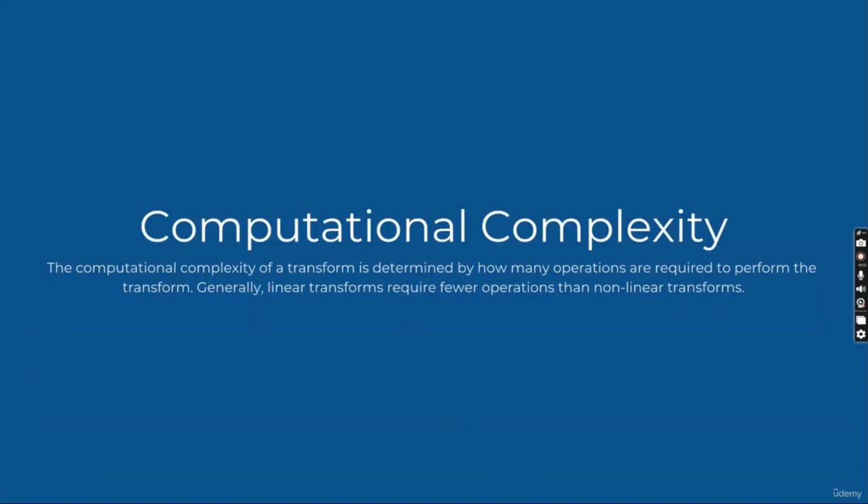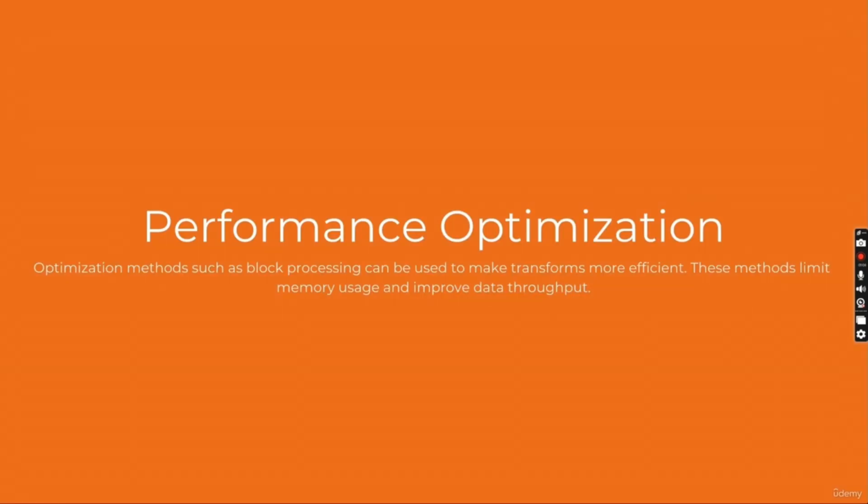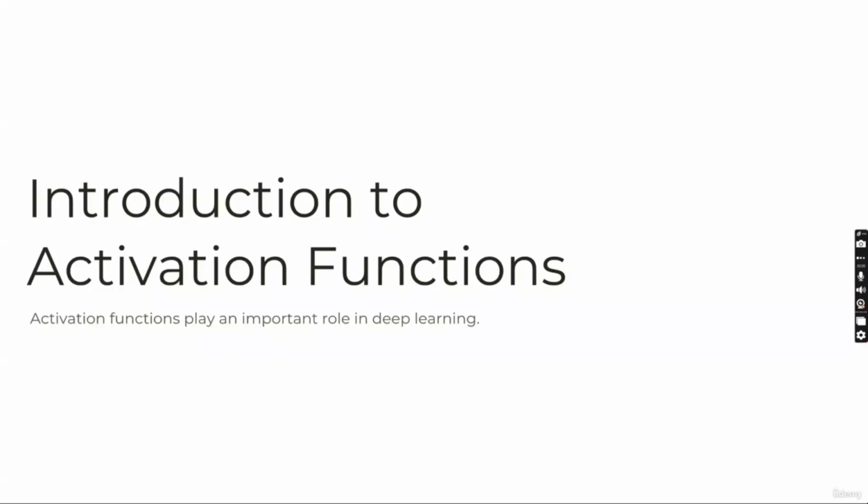Now, the computational complexity of a transform is determined by how many operations are required to perform the transform. Generally, linear transforms require fewer operations than nonlinear transforms. Performance optimization such as block processing can be used to make transforms more efficient. These methods limit memory usage.